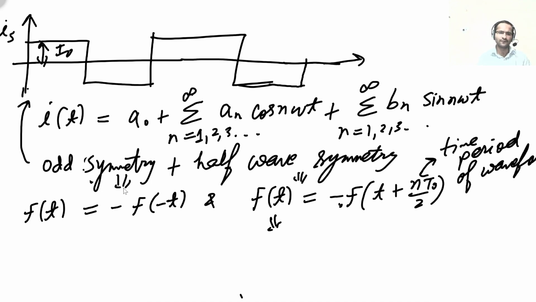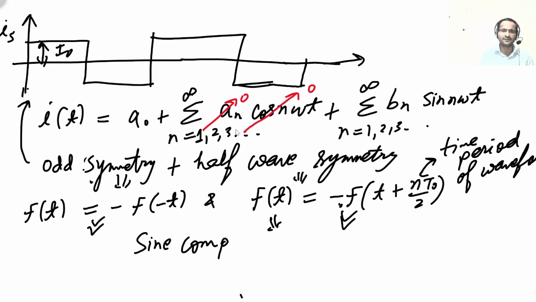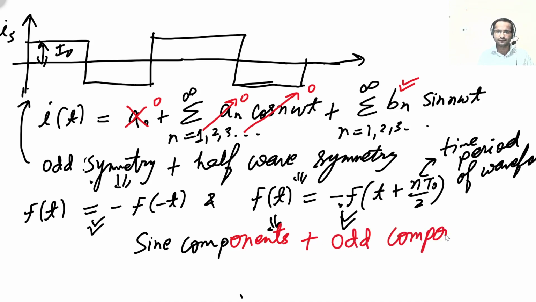If any waveform satisfies these two equations, then that waveform will have only sine components. So cosine components will be 0 for that waveform, and average value will also be 0. So it will only have bn components, sine components, and that too only odd components of the sine wave, right?